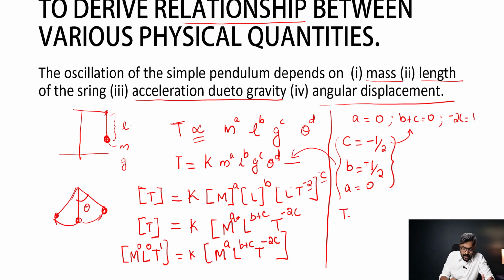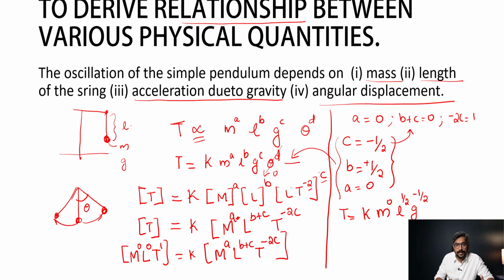Now I am going to substitute these values here. Then I'll get T is equal to some constant into M, A is equal to 0; L, B is 1 by 2; G raised to C, and C is minus 1 by 2. And there is no requirement of this theta, so we don't need to write that angular displacement.